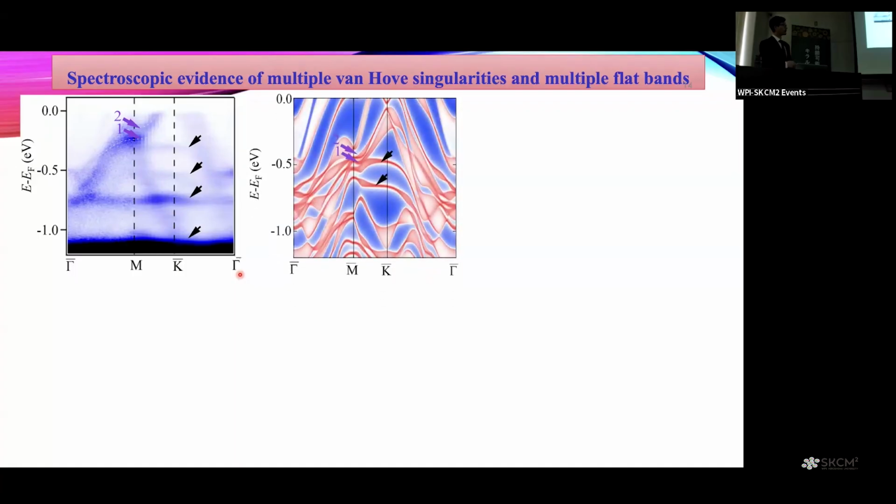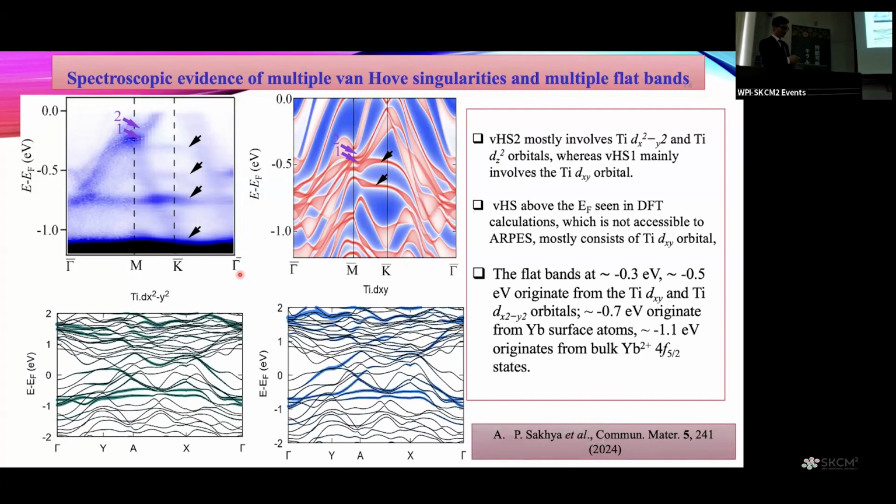Our DFT calculations also show flat bands and van Hove singularities. The DFT calculations have been shifted by around 200 meV to match the ARPES, but you only see two flat bands here in DFT, whereas in experiments you see 4. And the reason may be because we did not include ytterbium-4f in our calculations. The orbital resolved DFT calculations suggest that these flat bands originate from titanium d, mostly titanium d x squared minus y squared and titanium d xy. So you can see that these flat bands are originating from titanium d, which basically forms the Kagome lattice.